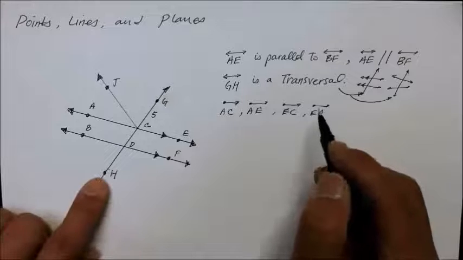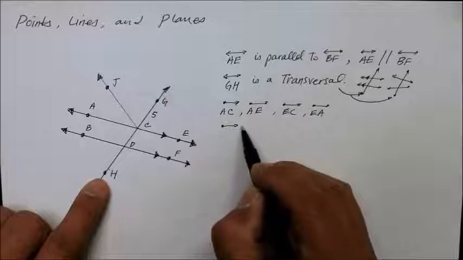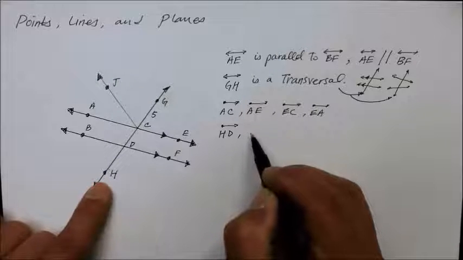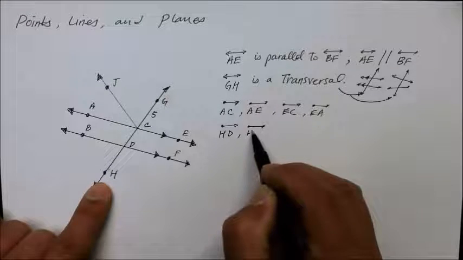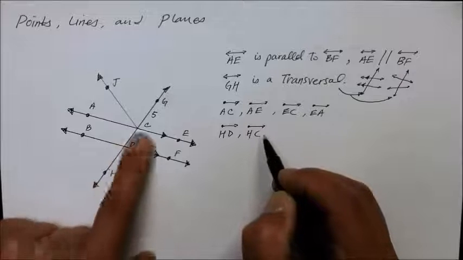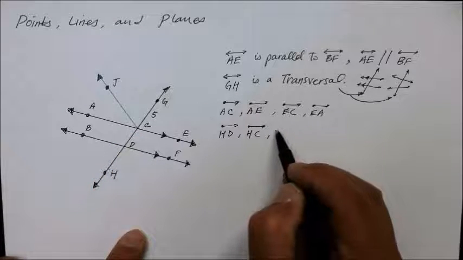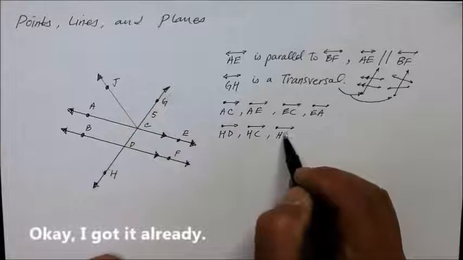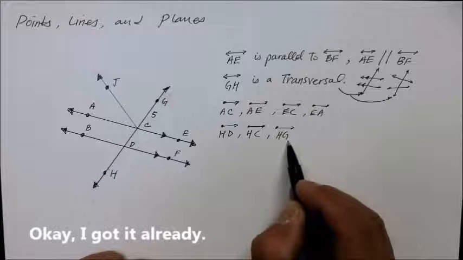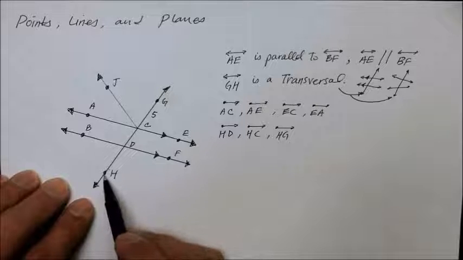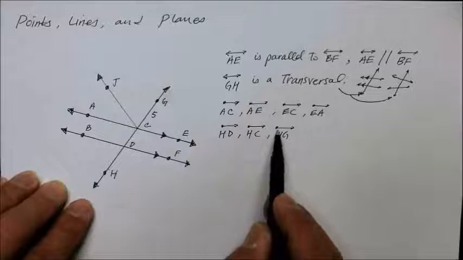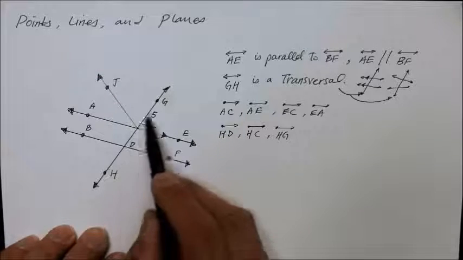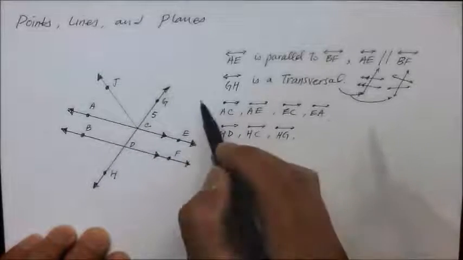For example, here's a ray with an H. HD is a ray with an endpoint H. HC is another ray. Also, HG is another ray. So using H as an endpoint, see? Endpoint H, H, H. You could have three different rays just on this line alone. And these were all about rays.